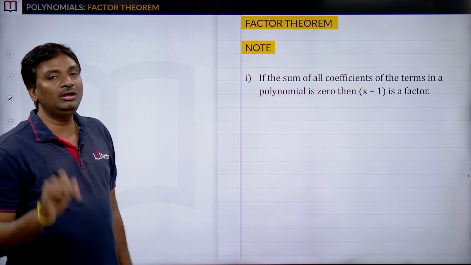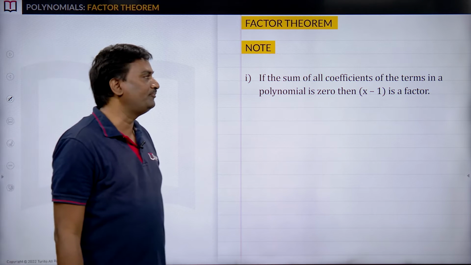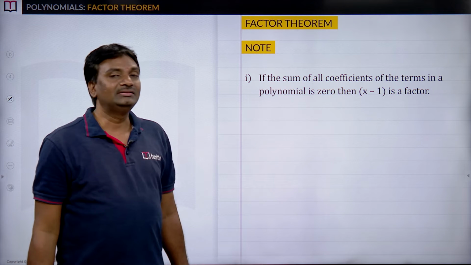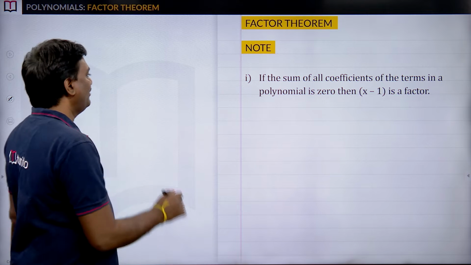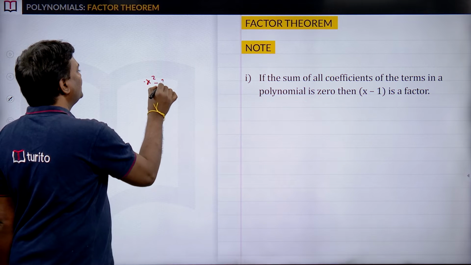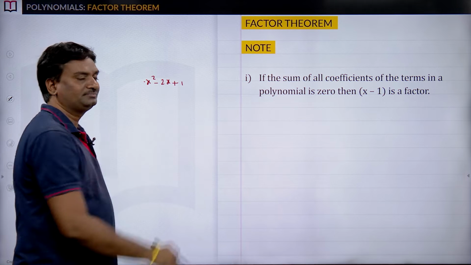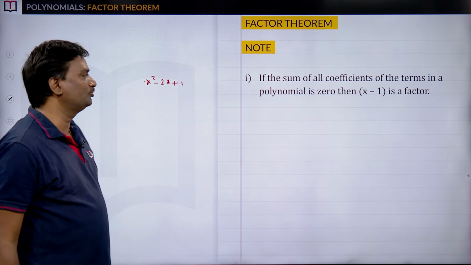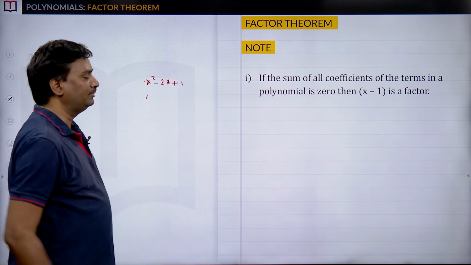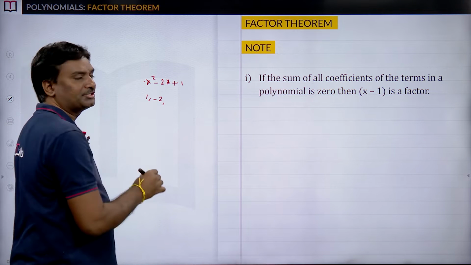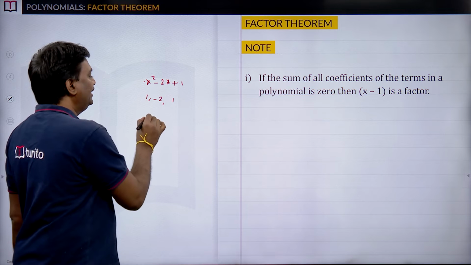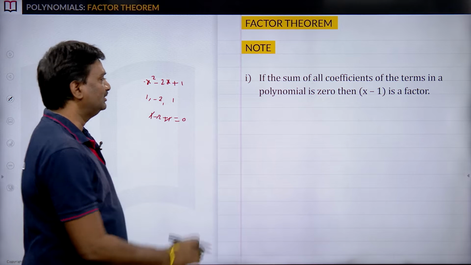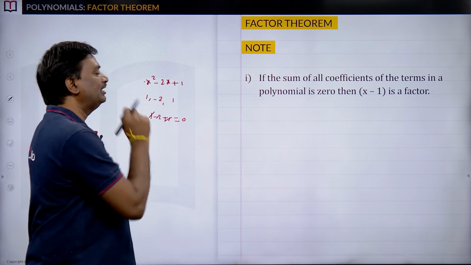If the sum of all coefficients of the terms in a polynomial is 0, then x minus 1 is a factor. So, for example, suppose the quadratic polynomial is x square minus 2x plus 1, where the coefficient of x square is 1, the coefficient of x is minus 2, and the constant term is 1. By adding 1 plus minus 2 plus 1, the 1 and 1 cancel the 2, and we get 0. That is why we can say x minus 1 is a factor.